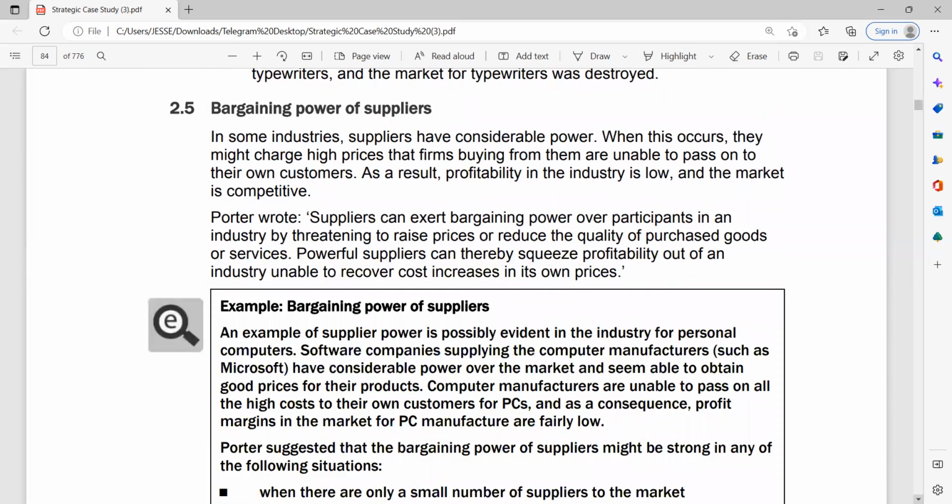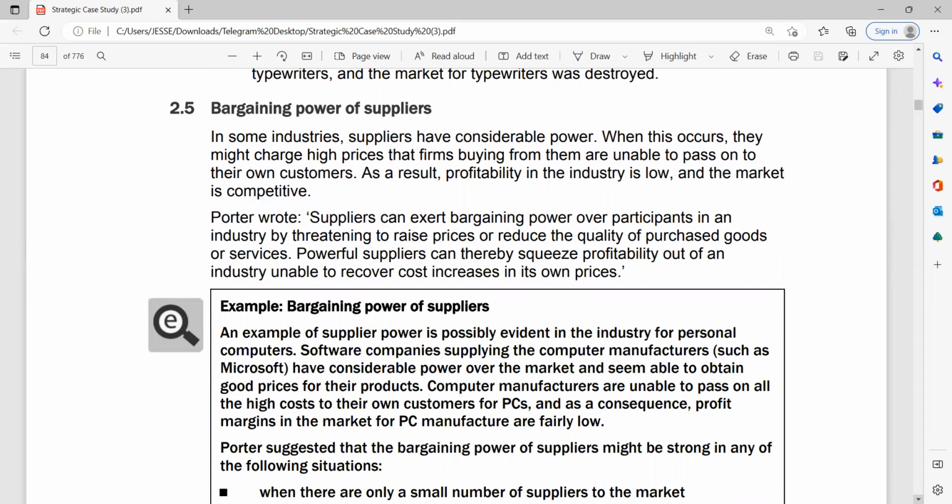Let's move on to bargaining power of suppliers. In some industries, suppliers have considerable power. When this occurs, they might charge high prices that firms buying from them are unable to pass on to their own customers.